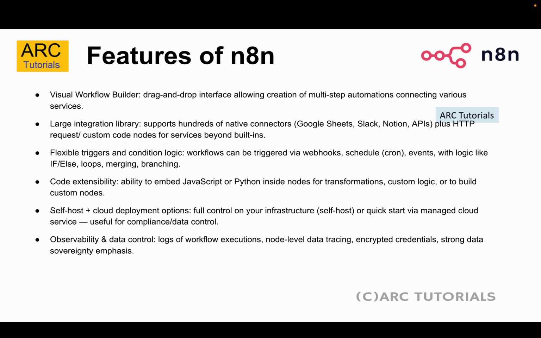Each node triggers a flexible conditional logic or a trigger which can be connected via cron job, events, etc. It has extensive code extensibility, which means you can embed your own JavaScript or Python inside nodes. It has self-hosted and cloud deployed options as well. You can also use it for observability and data control, with logging and node level tracing, encrypted credentials, and a strong data sovereignty emphasis.